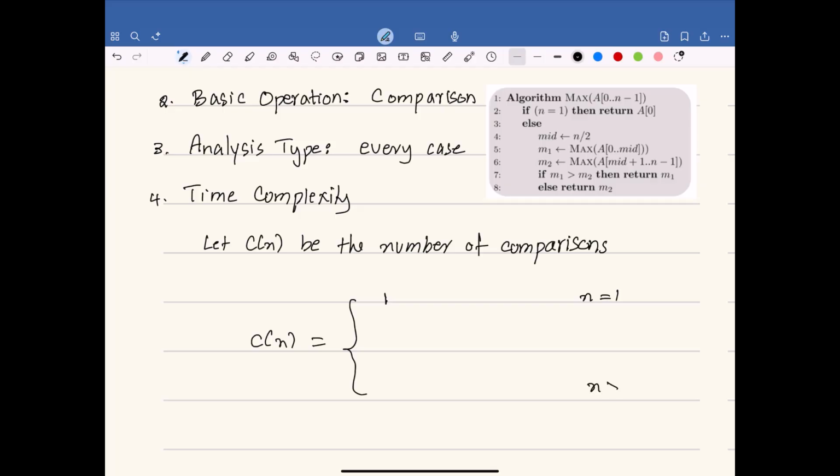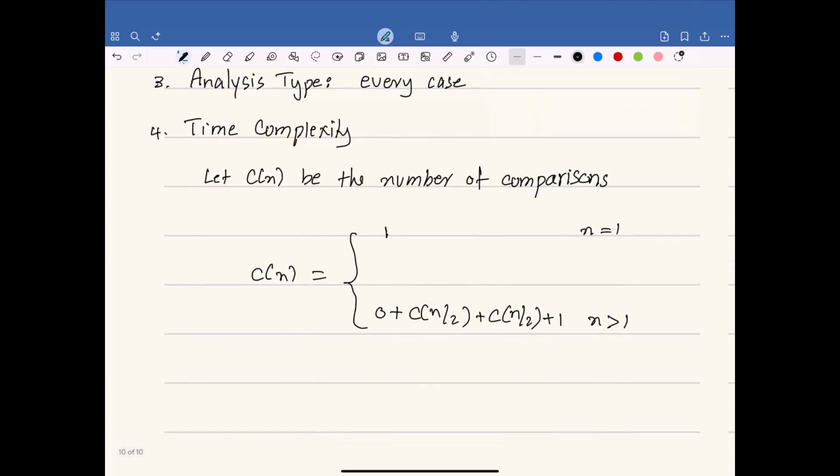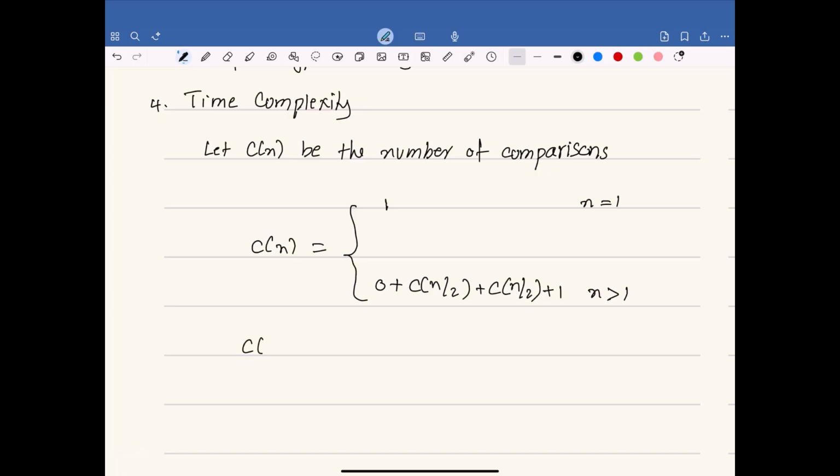Now for n greater than 1, there is no comparison in the pre-work component. Since the algorithm has two recursive calls, each supplying half the size of the array, then the number of comparisons for both calls is C(n/2) for the first call plus C(n/2) for the second call. Finally, for the post-work, we have one comparison, so we have a plus 1. Rewriting the recurrence relation, C(n) is equal to 2C(n/2) plus 1.